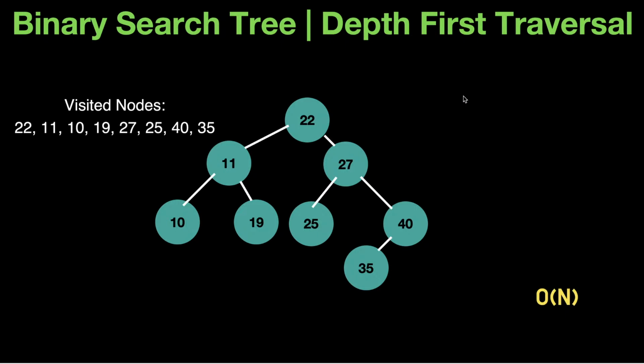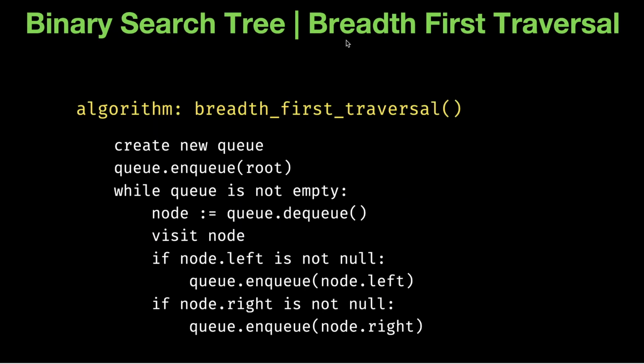Basically all of the traversals in the trees are O of n, because we need to visit every node, and that is clearly O of n. Now go to the breadth first traversal.